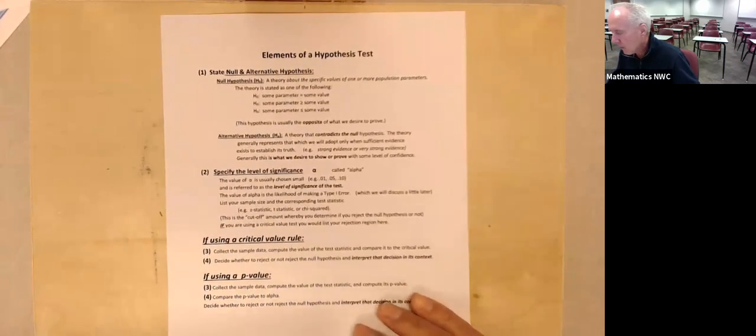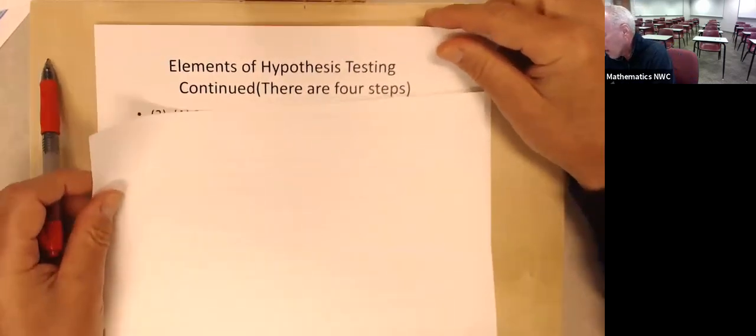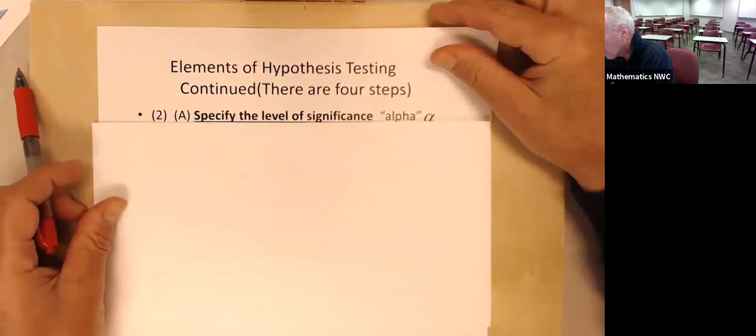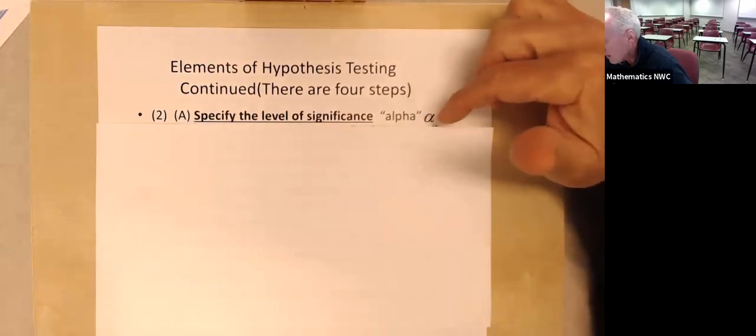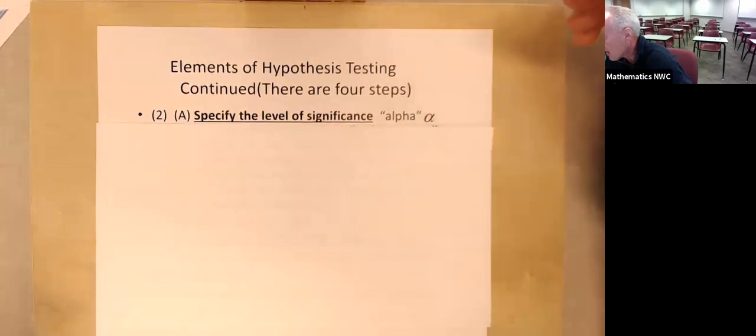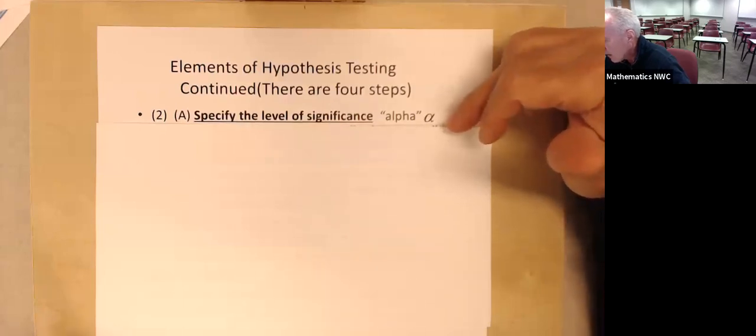I'm going back to this set of notes again. Hopefully you have it in a place where you can refer to it. We're looking at step number 2. It says to specify the level of alpha. That will be given in the problem in the vast majority of the cases. It'll say test at an alpha level of 0.05, or test at an alpha level of 0.01, or test at an alpha level of 0.10. Usually it'll be given in the problem.